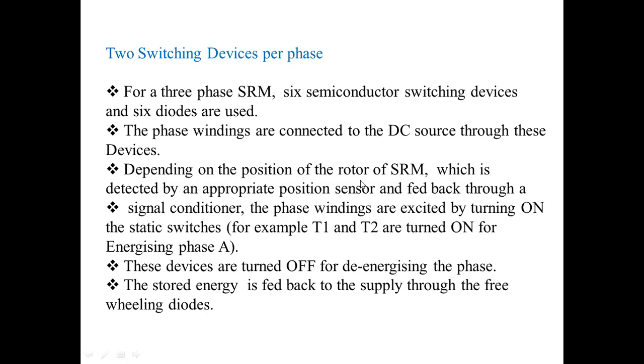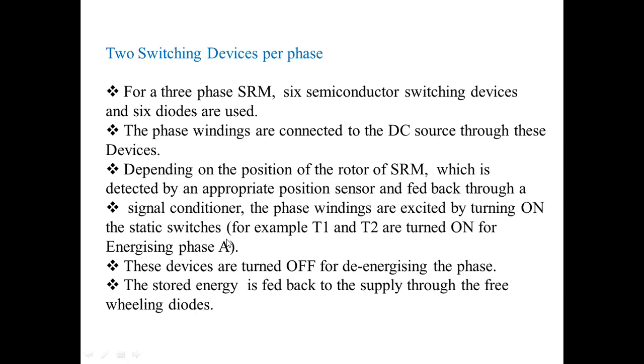Depending on the position of the rotor of the switch reluctance motor, which is detected by an appropriate position sensor and fed back through a signal conditioner, the phase windings are excited by turning on the static switches. This is the operating principle. Depending on the position of the rotor, that is, when the rotor is in an unaligned position.